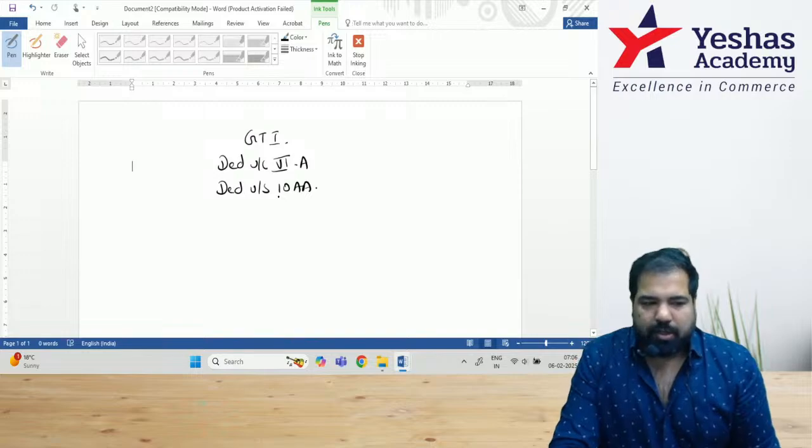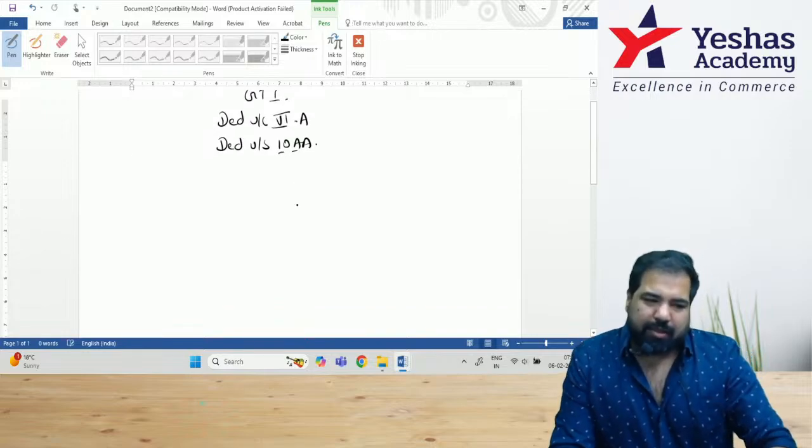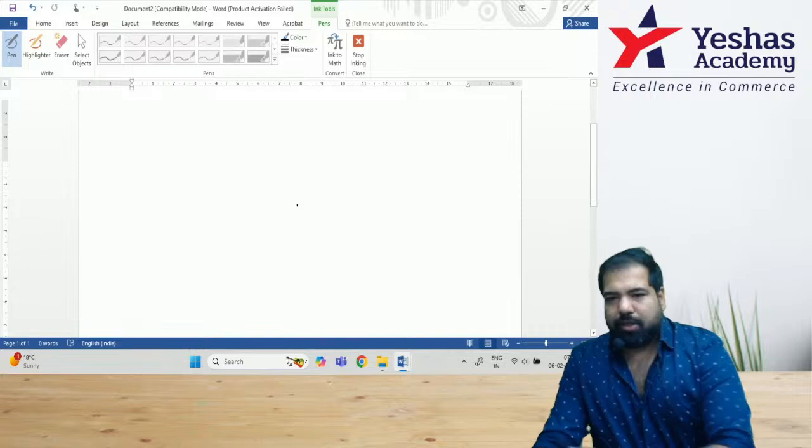Guys, what is the section? 10AA. Let's spend the next 10 minutes. This is something that you have learned in Inter. I'll add a few more layers and you'll be done with it.